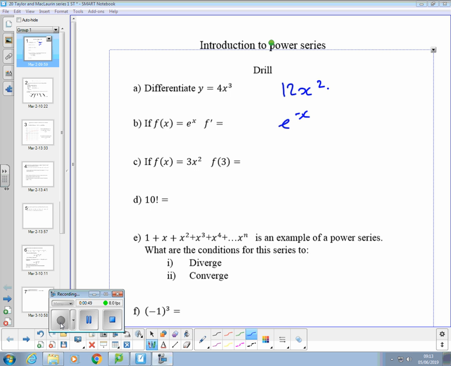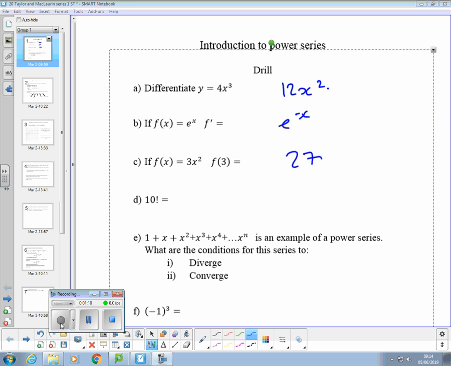What's the value of 3x squared when x is 3? Yeah, that's 3 times 3 is 9, times 3 is 27.